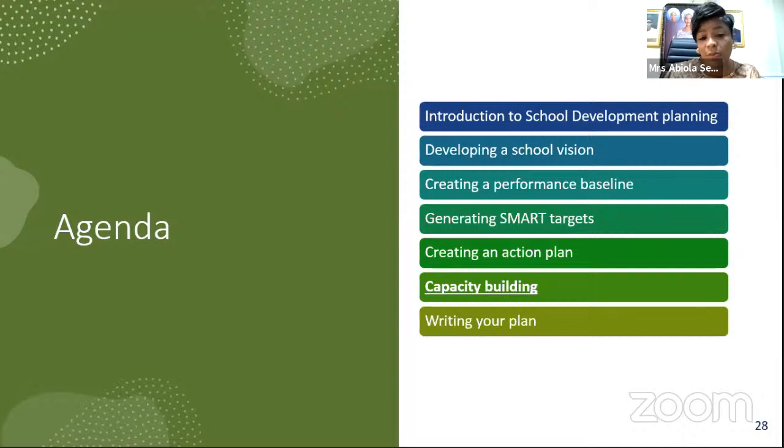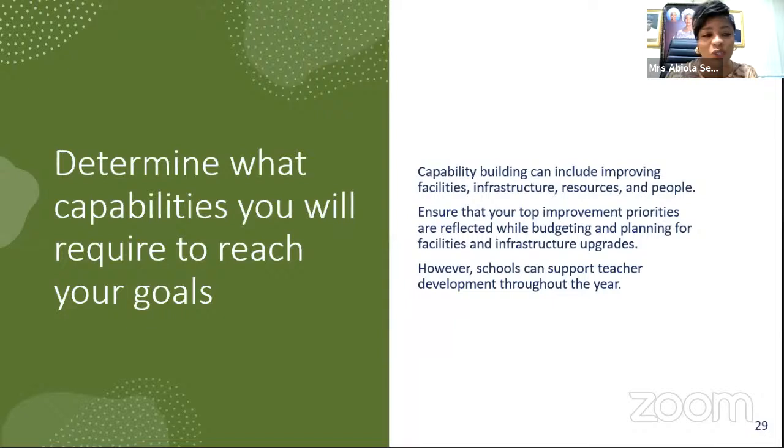So, going into the capacity building. This has spilled over, but I will try my best to keep it to between 10 and 15 minutes so you can go. We've gone 3 minutes over time now.